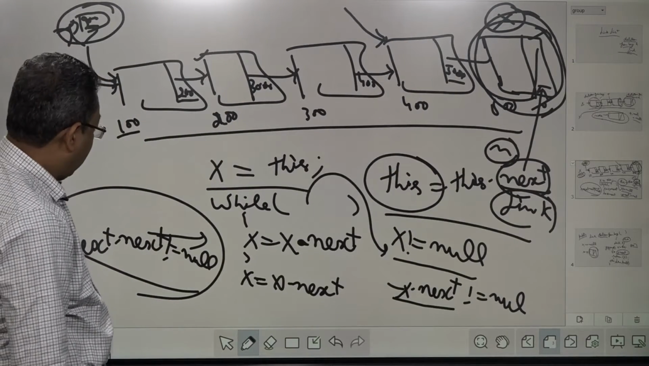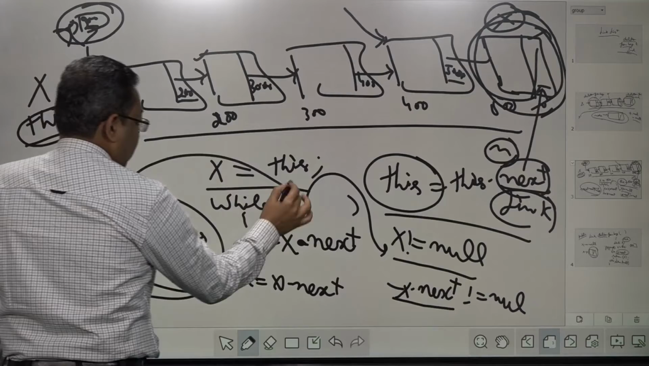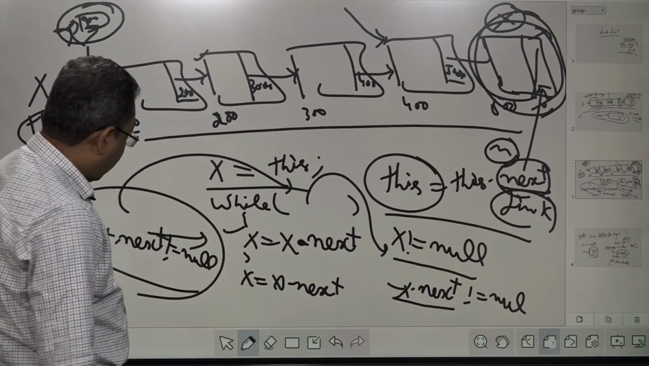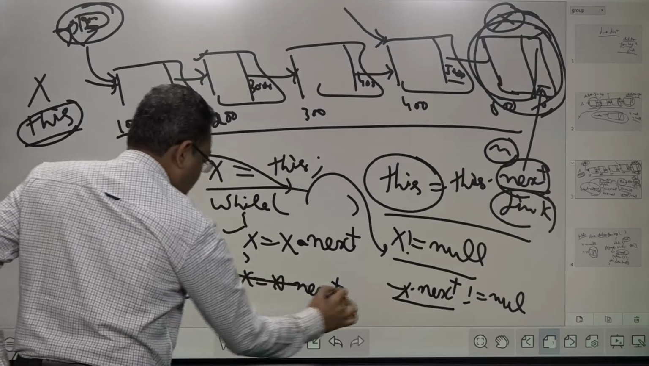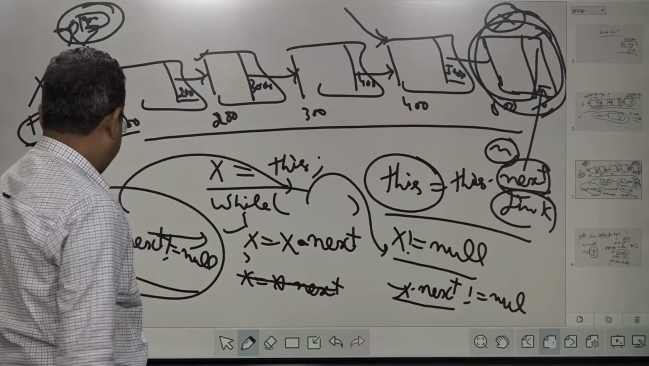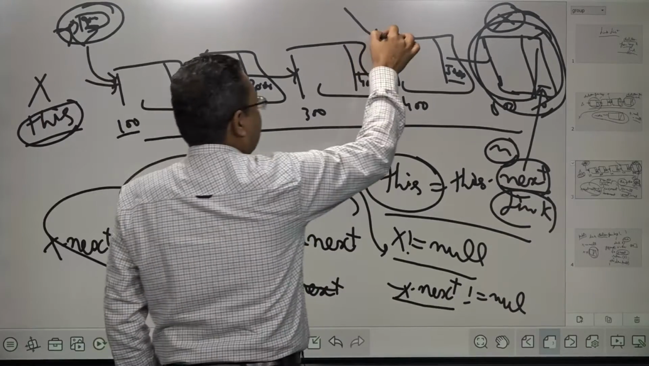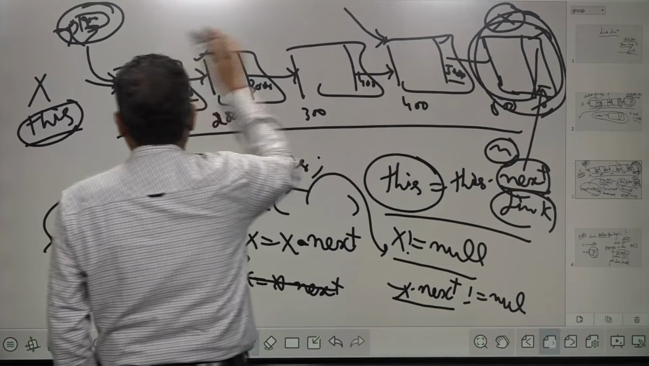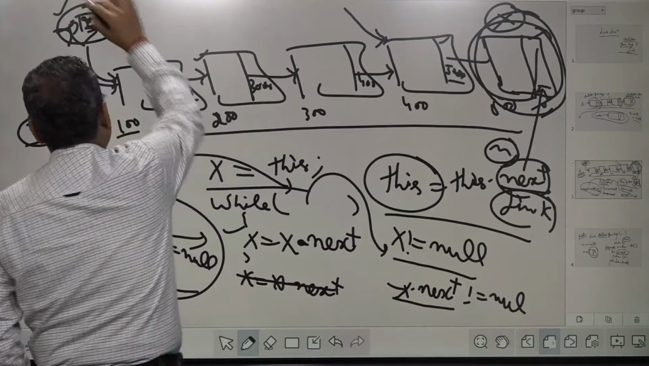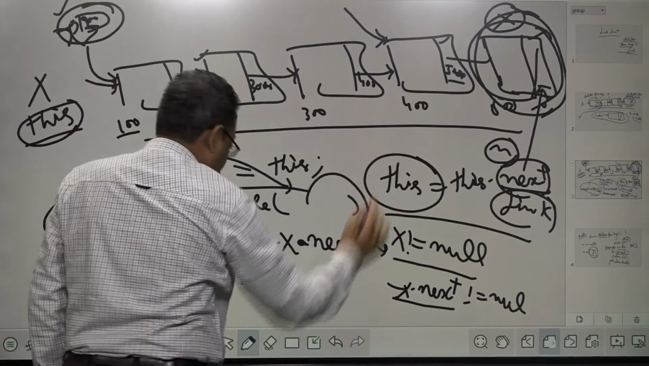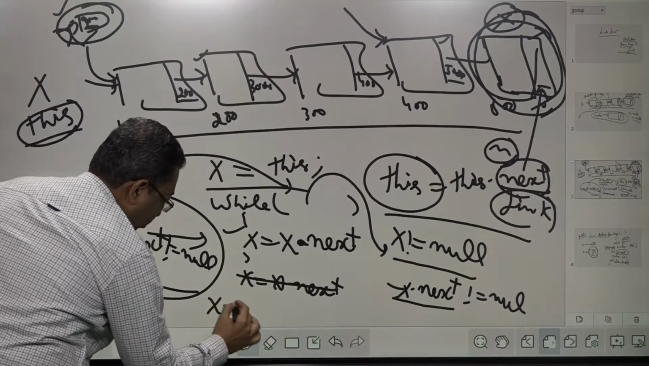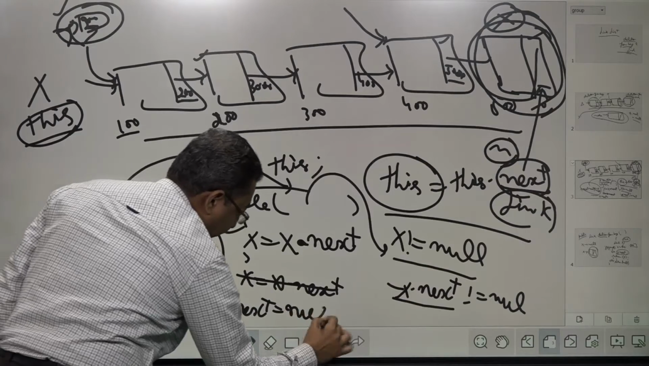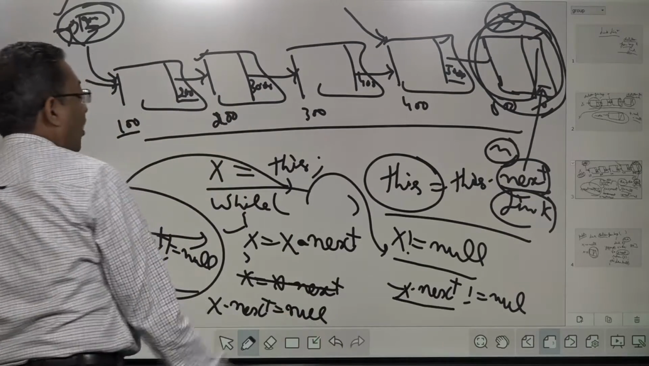Right? If I write this inside the body, and this is the only statement, then what to do? Where is x? X is here. And if I change this, I am changing the content of this list. I am not changing the content of x. So how can I change this? I can go for x dot next equal to null. That's all.